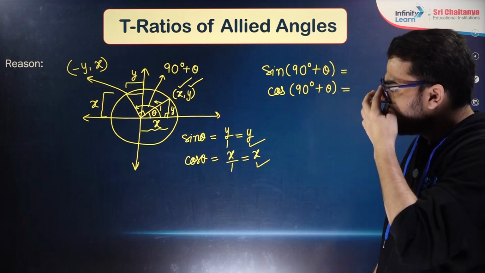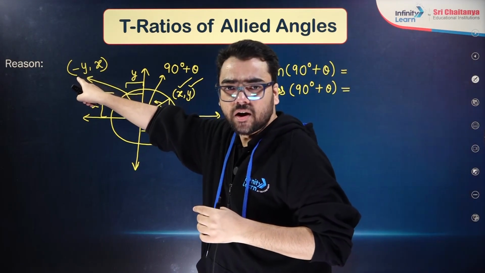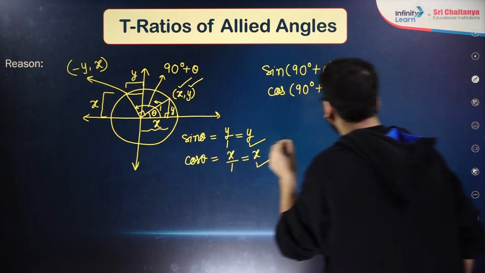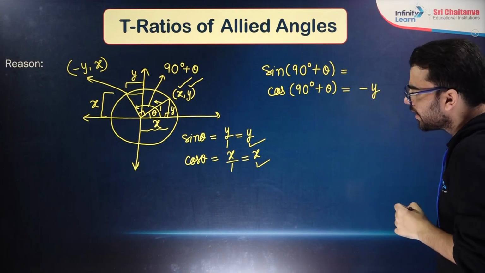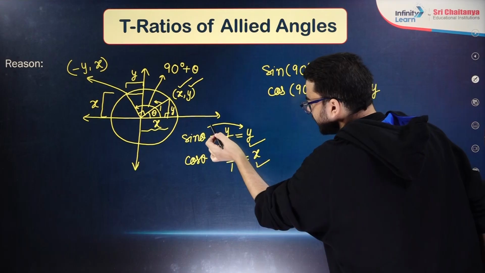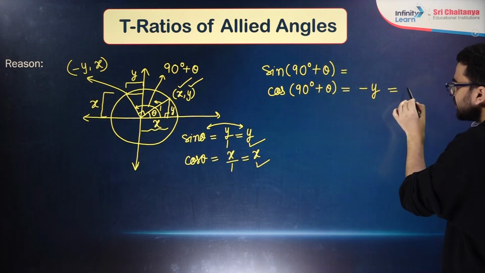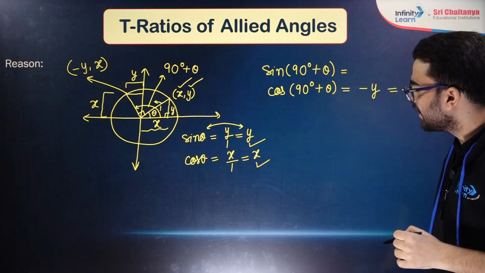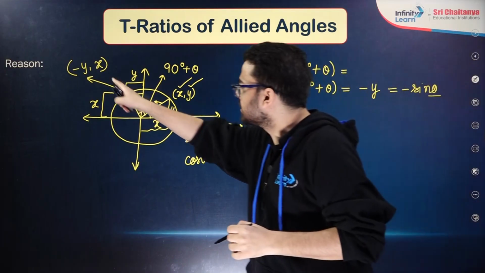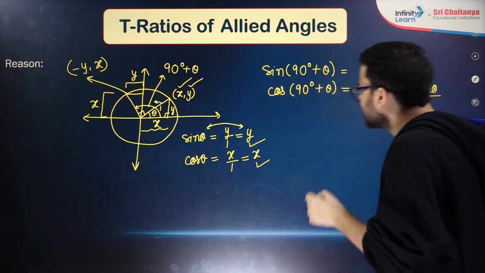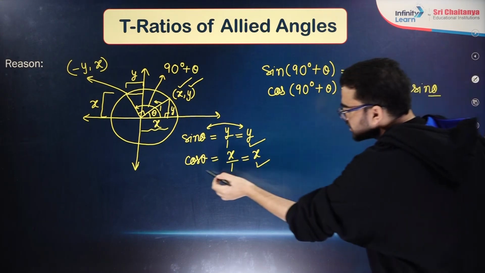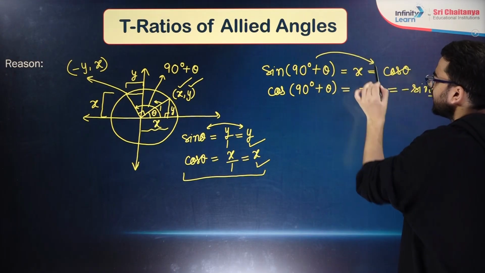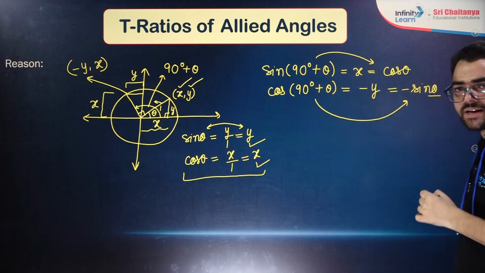Now what did I say? The x coordinate. This is the x coordinate now. It is the value of cos. So cos 90 plus theta is equal to minus y over here. And you see y was equal to sine theta. So can't we say cos 90 plus theta is minus sine theta? Have we proved it? In the same manner, sine 90 plus theta is equal to the y coordinate. So that is equal to x. But you see x was equal to cos theta in the first case.